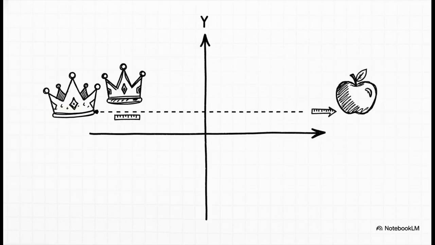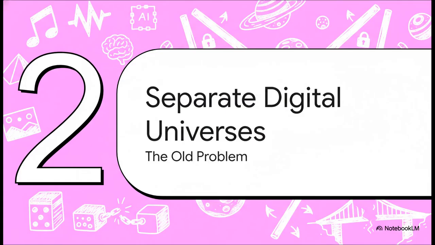So, why on earth would we do this? Why turn everything into a bunch of numbers? Well, it's because computers are amazing at one thing: math. Once everything is a vector, you can do really cool stuff, like measure the mathematical distance between them. This tells you how similar their meanings are. It's literally how an AI figures out that the word king is super close to queen, but really far away from apple.